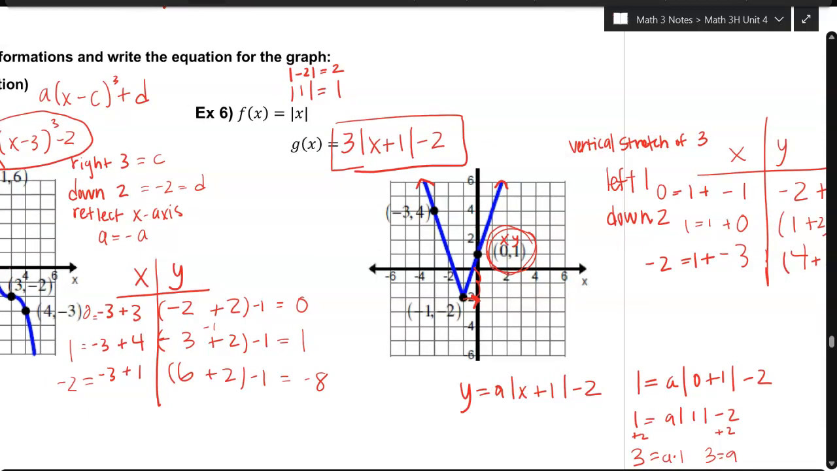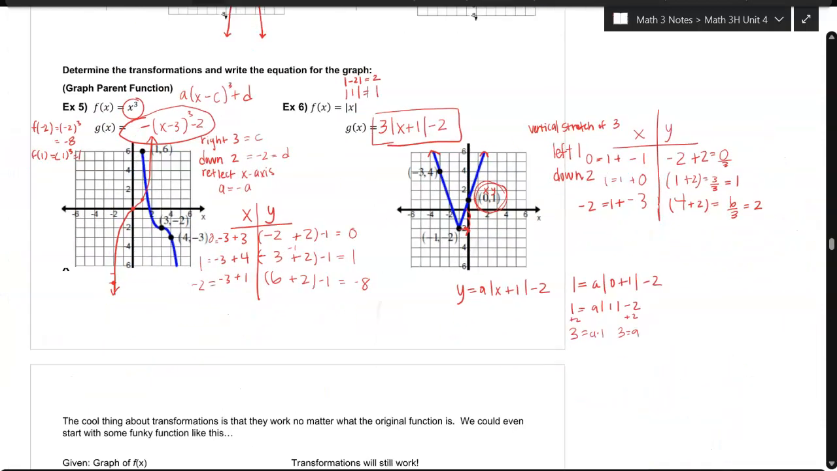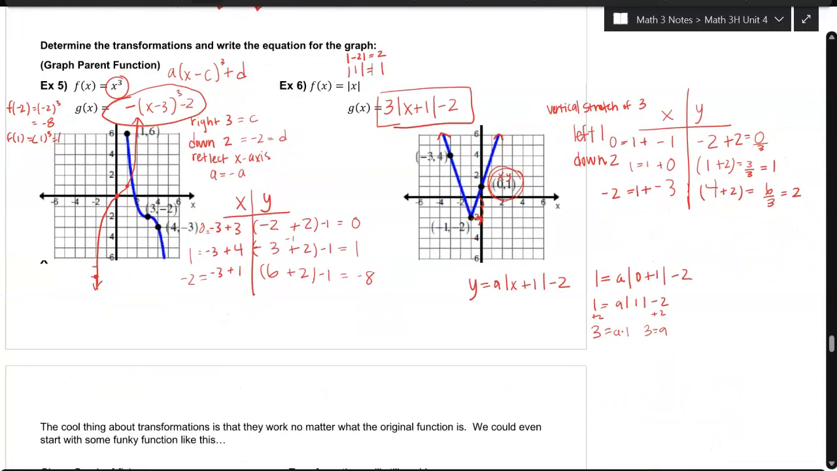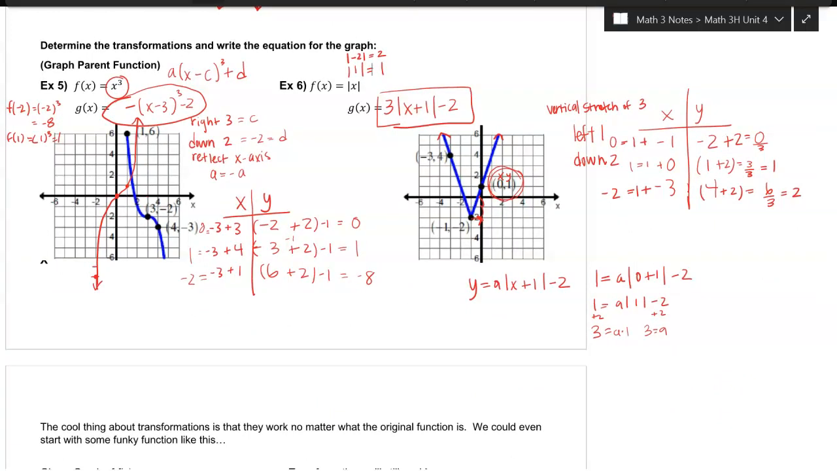So just make sure you are checking for those a values because sometimes they won't work out. So always look at your points and see if they're matching in the original parent function.